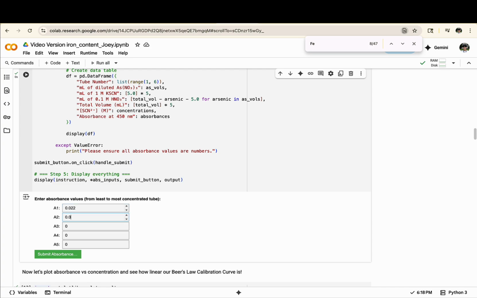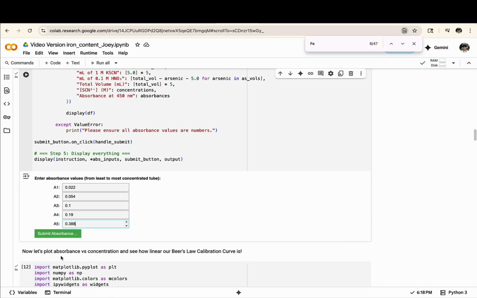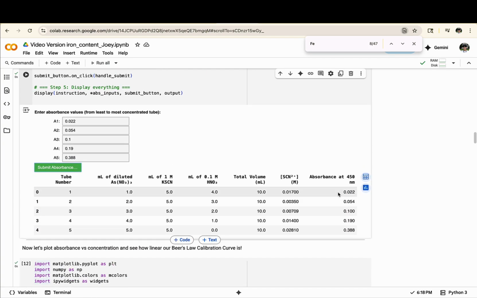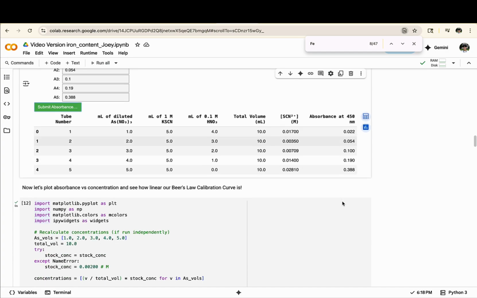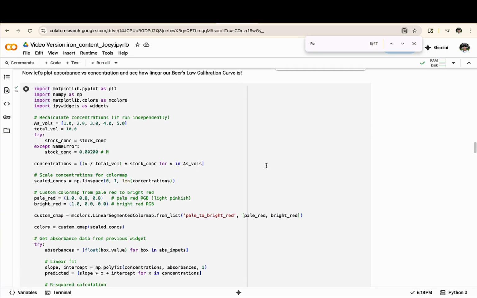So let's enter the absorbance values into this CoLab notebook the exact same way that you'll enter your absorbances for the iron content lab. Once the table is complete with all the concentrations and absorbances for all of our standards, we can use the next block of code to plot the calibration curve.